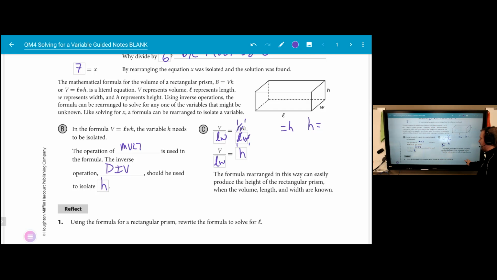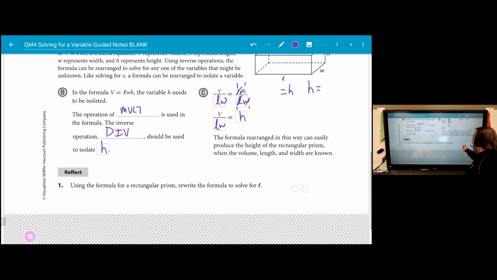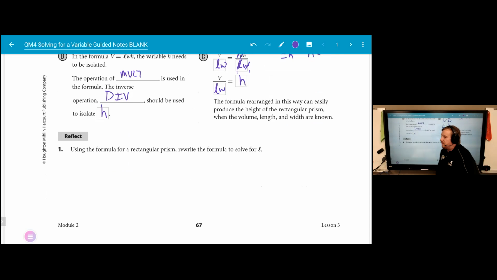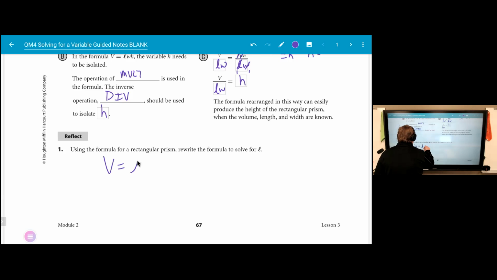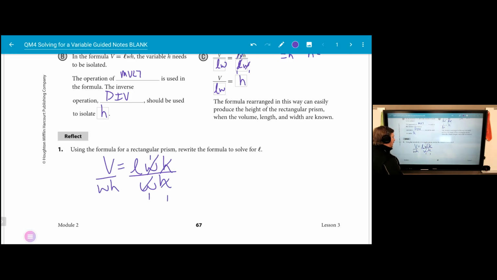Okay, so let's do the same thing. Using this same formula, rewrite the formula to solve for L. Remember, it's V equals L times W times H. L is being multiplied by W and H. To isolate it, I need to divide by W and H on both sides. On the right side, W divided by W is 1. H divided by H is 1. Those simplify to 1. So let's write what I've got. On the left side, I've got V divided by WH. On the right side, I've got 1 times L.